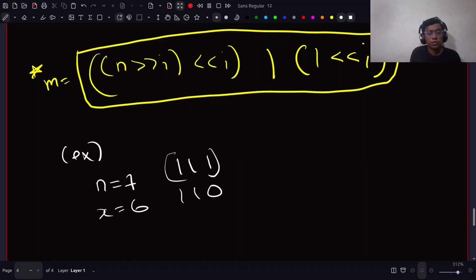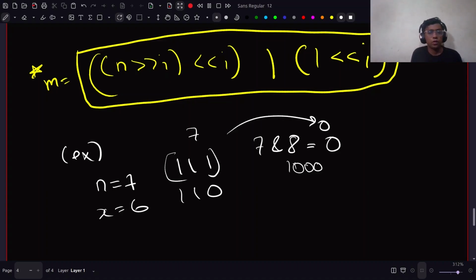Now the thing is, as soon as you do 7 and 7 plus 1, which is 8, you get immediately 0 because 8 is equal to 1, 0, 0, 0. You immediately get 0 and you will never get 6. Here the and is 7, here the and is 0. You will never get 6. And basically this is failing because when you do this process, you right shift 7 by 2 places and left shift it again, right?